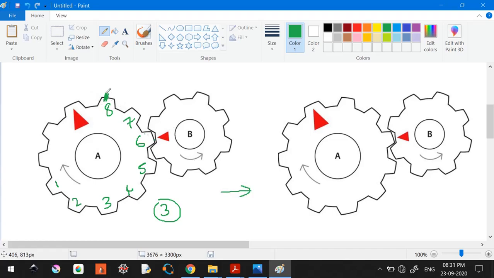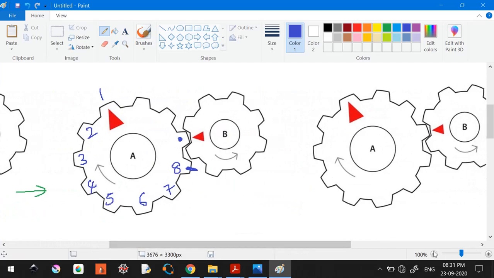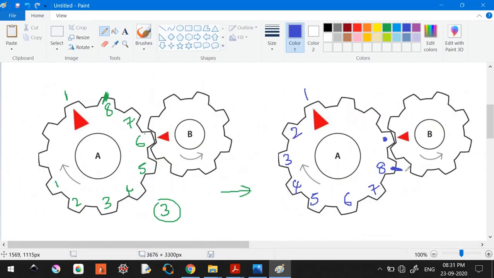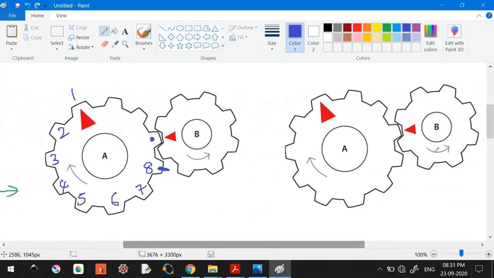Since we have ended here, I should start from 1 from here, right? So let me take this color. This is 1, 2, 3, 4, 5, 6, 7, 8. So I have ended here, so I should start from here as 1 in the next step. So this is going to be 1, 2, 3, 4, 5, 6, 7, 8. Now I ended here, so the next one will be here.